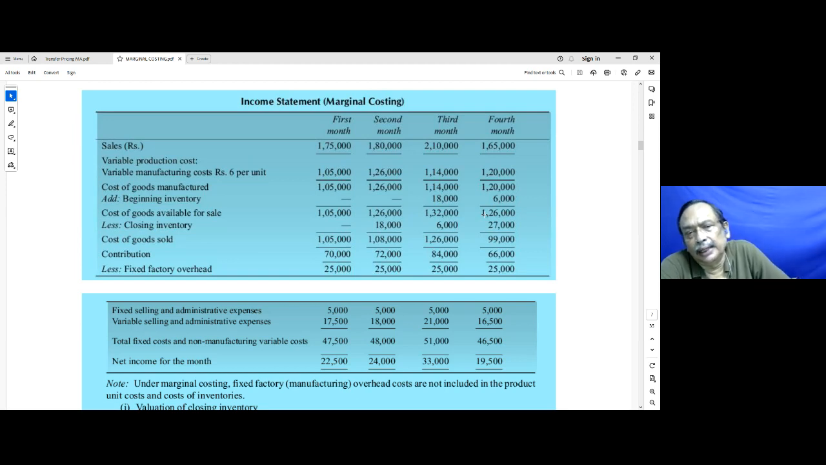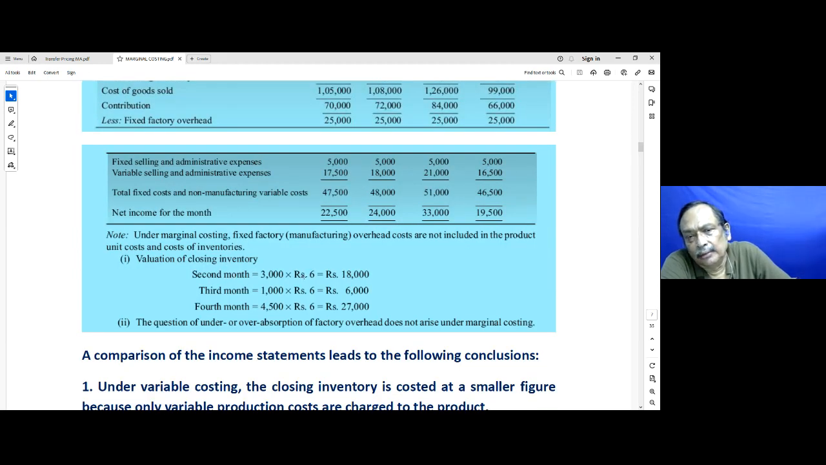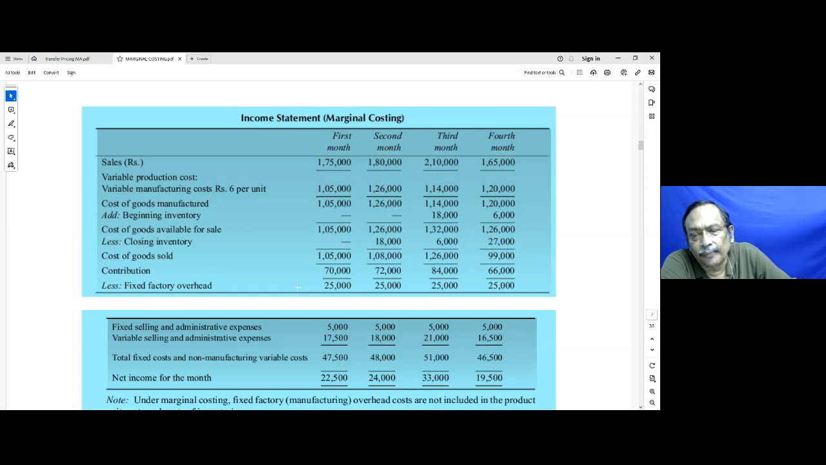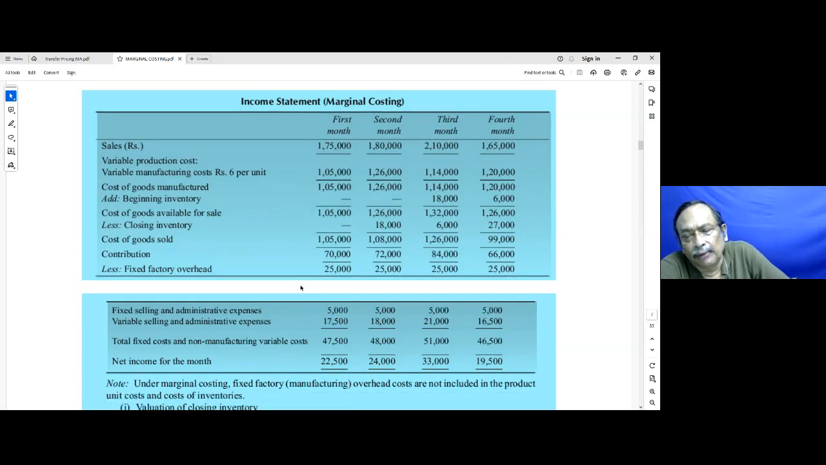Similarly, in the third month, we have taken sales, then variable manufacturing cost, cost of goods manufactured. Last year's closing is this year's opening. We have added cost of goods available for sale, less closing inventory, 6,000. It is based on variable cost, that is 1,000 into 6, that is 6,000. Then we get 1,26,000. Sales minus cost of goods sold, we get contribution, less fixed factory overhead, 25,000, 5,000 and 21,000. Total fixed cost and non-manufacturing variable cost, 51,000. Deducting from contribution, we get net income for the month.